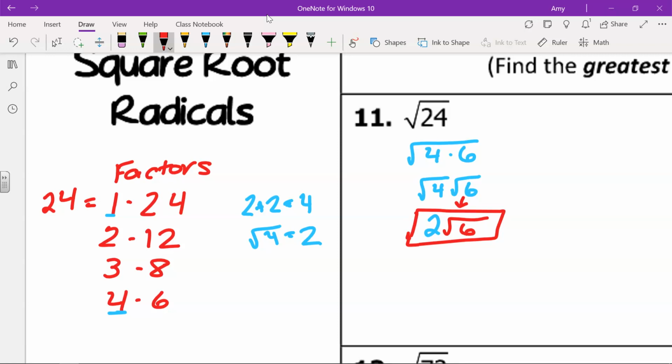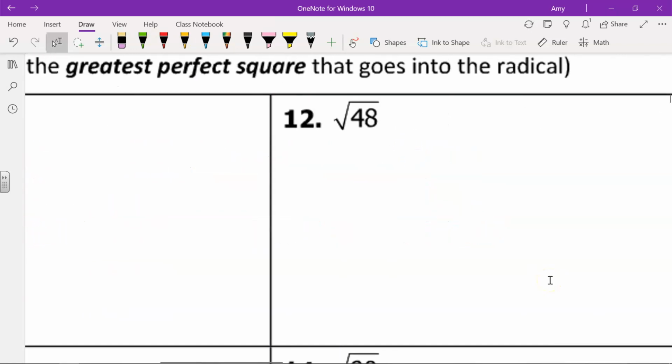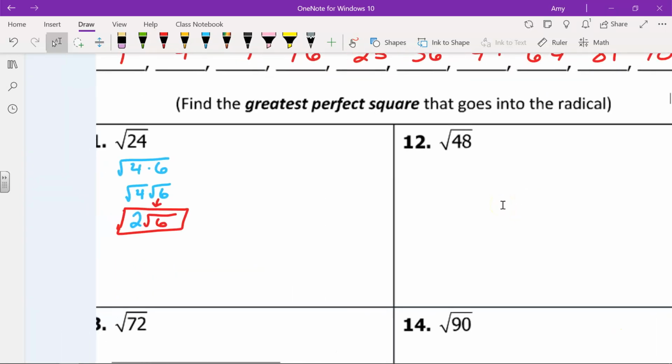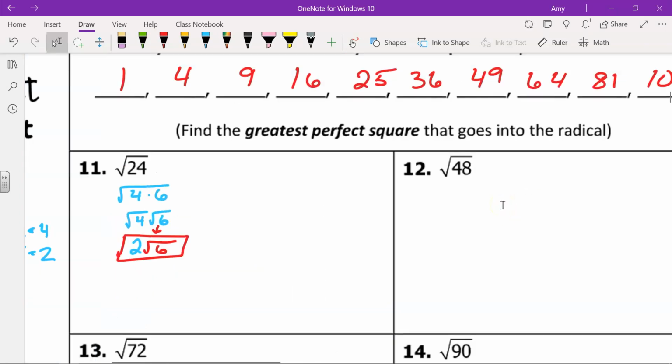So let's try this again. Let's look at 48. So what numbers are factors of 48? And if you notice, they do tell us to look for the greatest one. So my strategy is start at the bigger numbers and work backwards, rather than starting at the lower numbers and working up. So 36 is not a factor of 48.